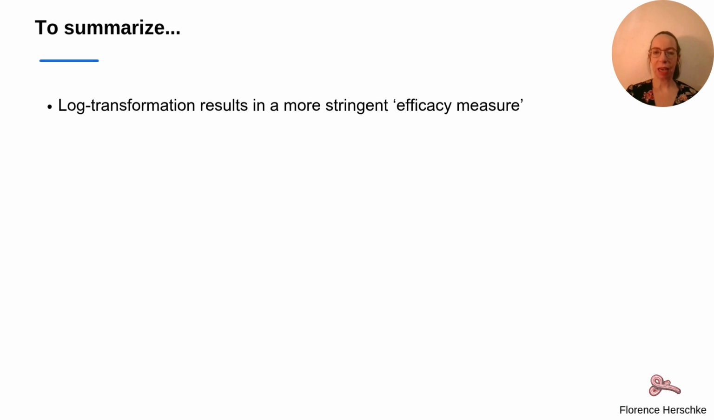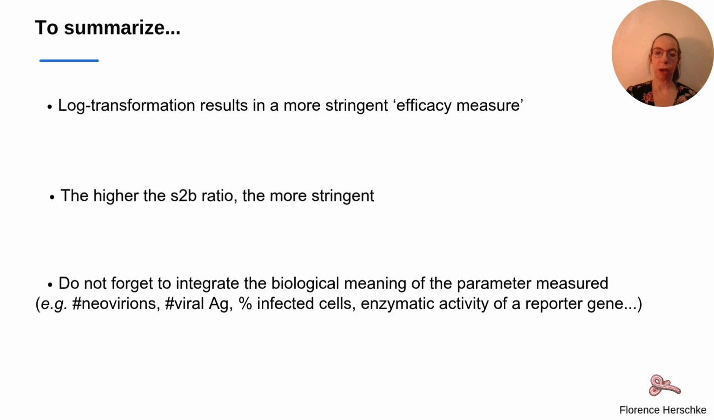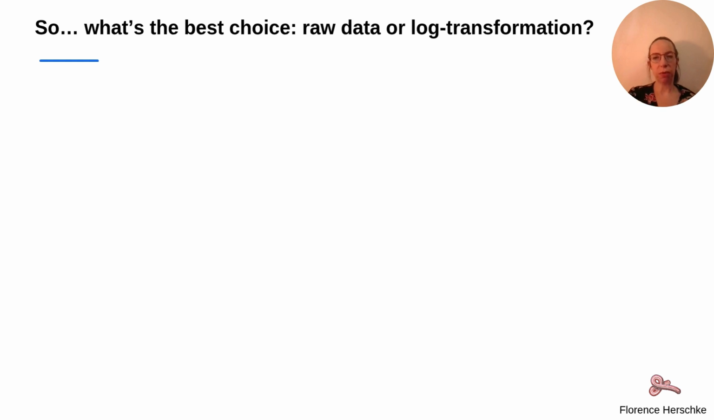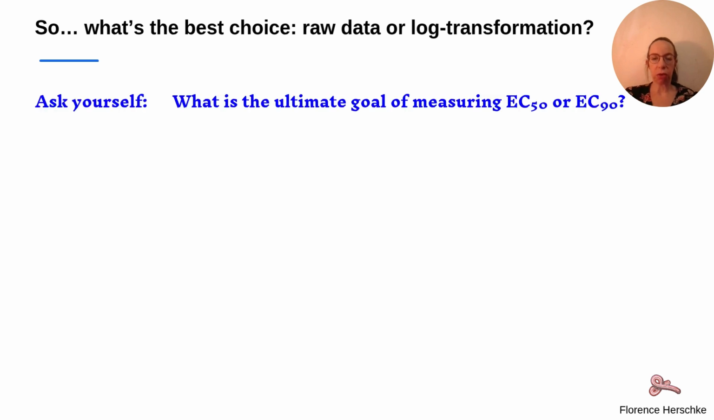After these 8 cases, I hope I have convinced you that log transforming the data does result in a lower variability, but also results in a more stringent efficacy measure than the raw data. And actually, the higher the signal to background ratio, the more stringent the efficacy measure. I also hope I've convinced you to not forget to understand the true biological meaning of the parameter that you are measuring. So, with such a difference in stringency between using raw data or log transform data, what is the best choice? To answer that question, you need to ask yourself what the ultimate goal of your antiviral assay is.